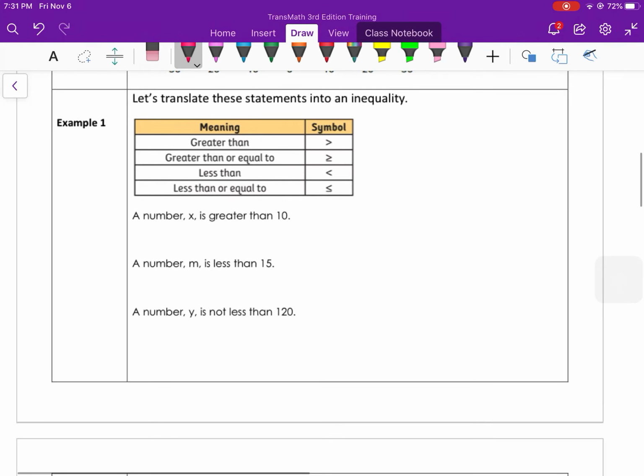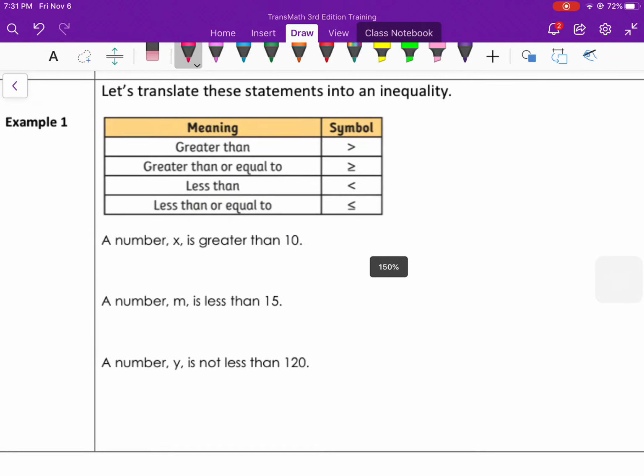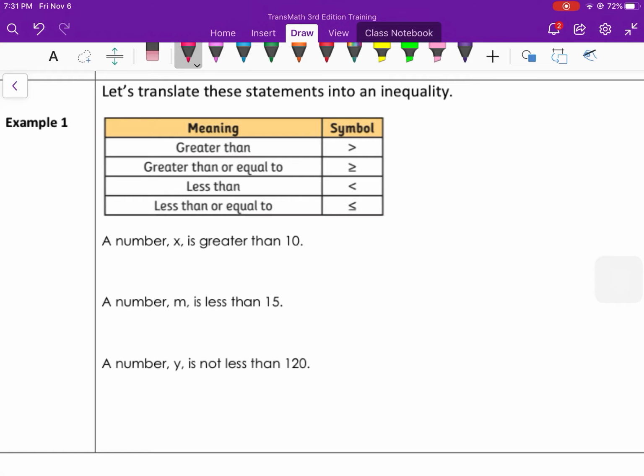Let's translate these statements into an inequality. So remember, we have our 4 inequality statements. We have greater than, that points to the right, and then greater than or equal to points to the right as well, and then has the line underneath of it. Less than points to the left, and then less than or equal to with the line under as well.